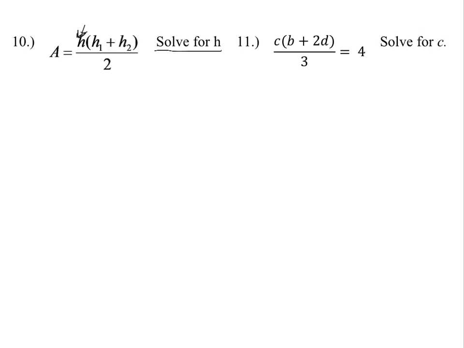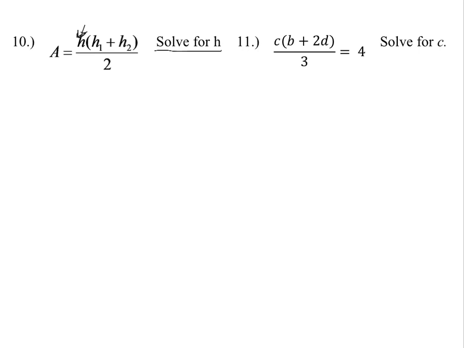So you might be thinking, well, let's start by distributing the h. But if I distribute the h, then I'm going to have h times h sub 1 plus h times h sub 2. And then I'm going to have h in two different places. You don't want to have the variable you're trying to solve for in two different places. And then there's no real way to combine those because we don't know what h sub 1 and h sub 2 is. So this problem, we don't want to distribute.